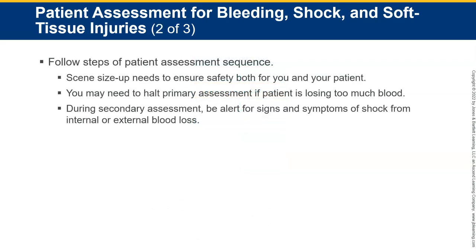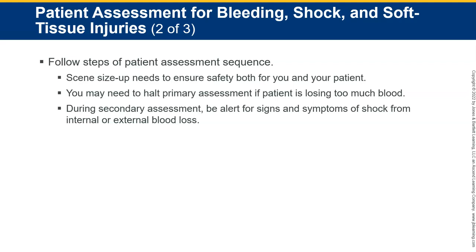But we're going to follow the steps of the patient assessment sequence when caring for these patients who are bleeding or in shock, or have soft tissue injuries, the stuff that we're talking about now. So scene size-up needs to include all the steps that we've learned previously to ensure safety for us, for our patients, and obviously for everybody else on scene. When you're performing the primary assessment, you may need to temporarily halt assessment if the patient is losing a significant amount of blood. You may need to go to work on that immediately, stop what you're doing right there and start shutting that down.